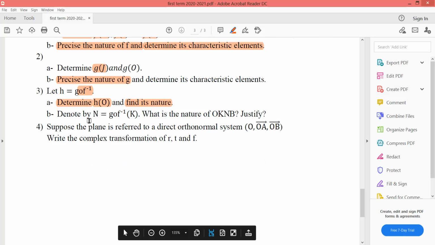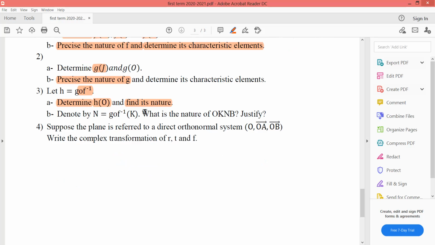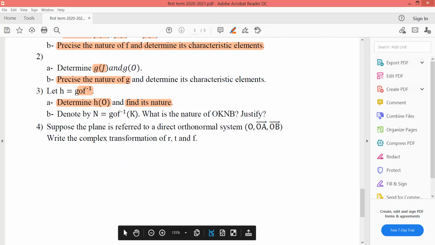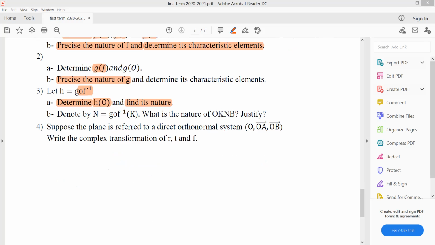Denote by N equal G round F inverse of K. What is the nature of OKNB? So h of K equals N. Like here we found h of O equals B, so h is a translation with vector OB. Here, since N equals G round F inverse of K, it means KN vector equals OB vector.